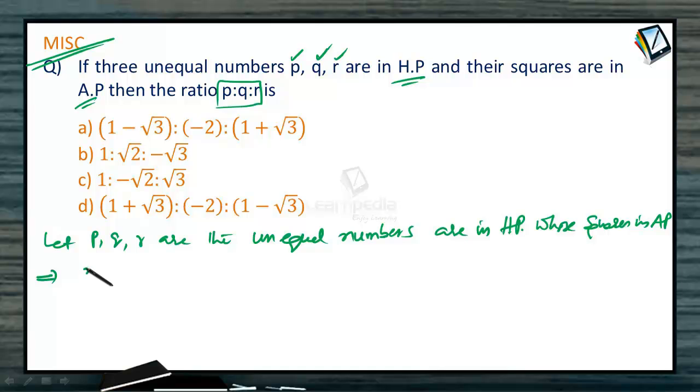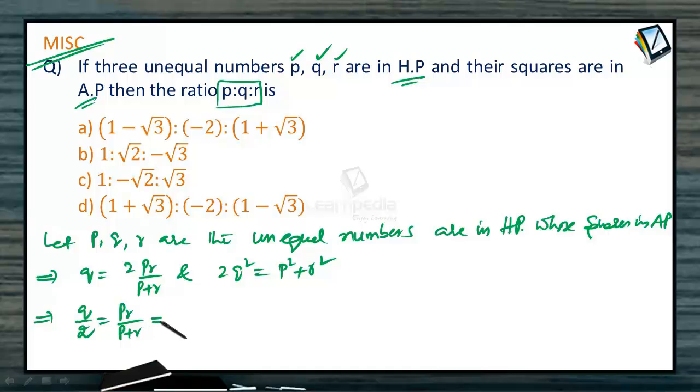Here I can take q is equal to 2pr by p plus r, and 2q square is equal to p square plus r square. From this I can take q by 2 is equal to pr by p plus r. Let us take this equal to some t, and p square plus r square can be written as p plus r whole square minus 2pr from the special products.